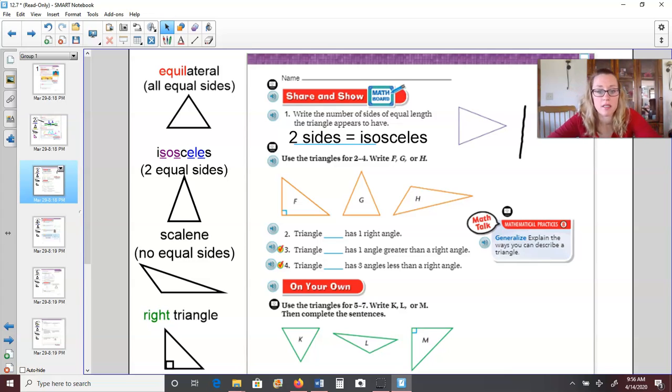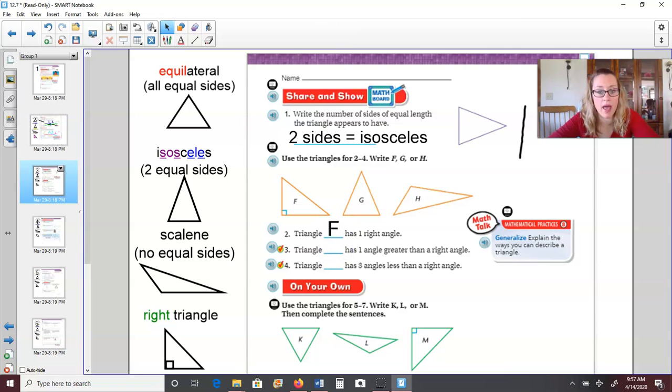All right. Using triangles F, G, and H for questions 2, 3, and 4, which triangle has one right angle? One right angle. Well, remember, right angle, we're looking for that perfect corner. So triangle F has that perfect right angle in the corner.